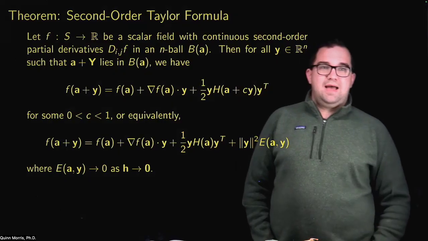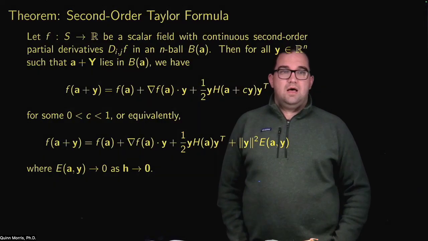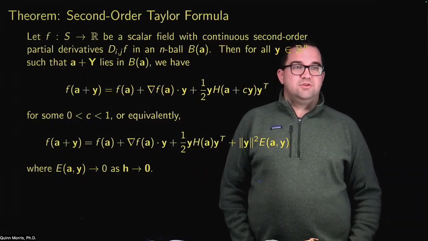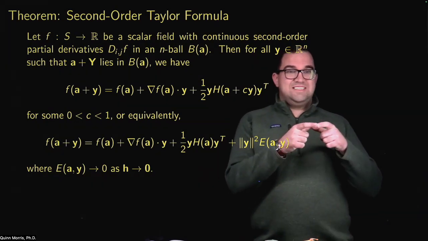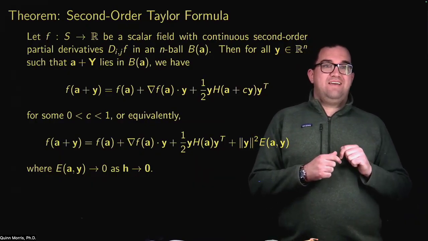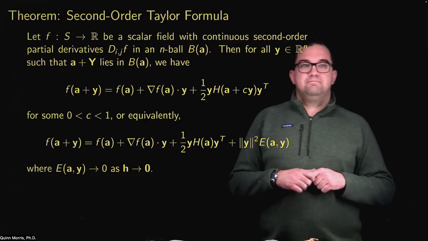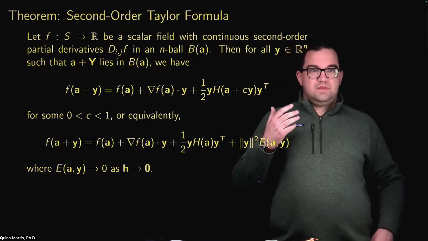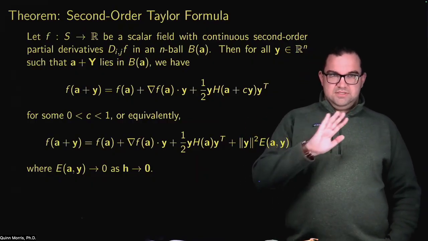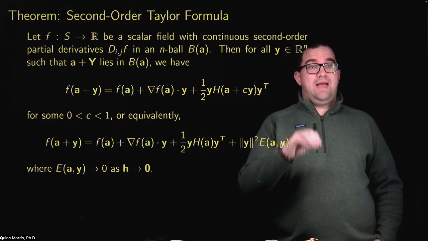I want to suppose I have f as a scalar field with continuous second order partial derivatives, and they are defined on some n-ball B of A. So that's some little ball centered at the point A. So in some neighborhood of A, all of my second order partial derivatives are continuous. Note that this is going to allow us to apply Clairaut's theorem. We're going to have equality of mixed partials. This is nice. It's a nicely behaved function f, at least near A.